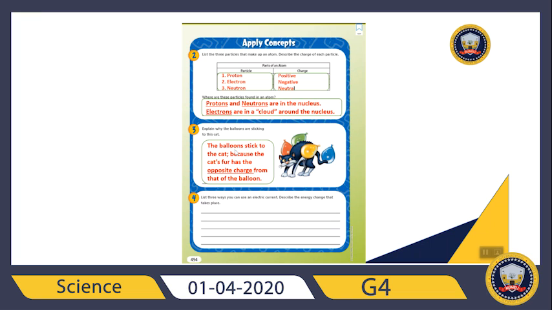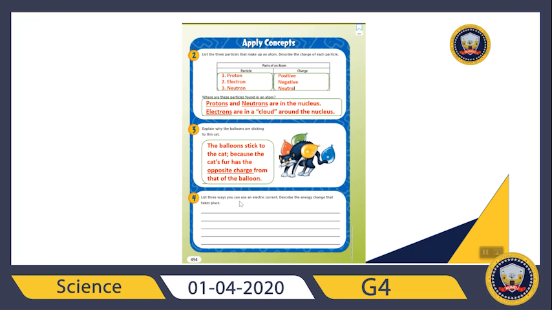That's why they are attracted together, or they are sticking to this cat. So the balloons stick to the cat. Why? Because the cat's fur has the opposite charge from that of the balloon. So the cat fur and these balloons have opposite charges to each other. That's why they attract each other, or that's why these balloons are sticking to this cat.